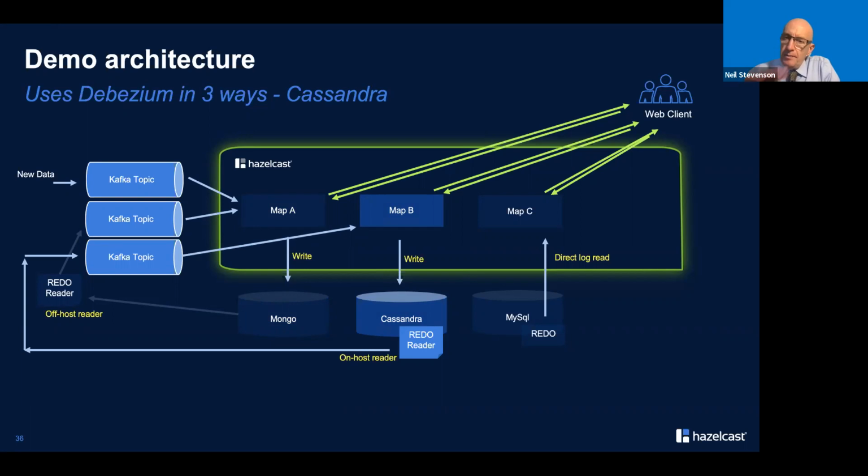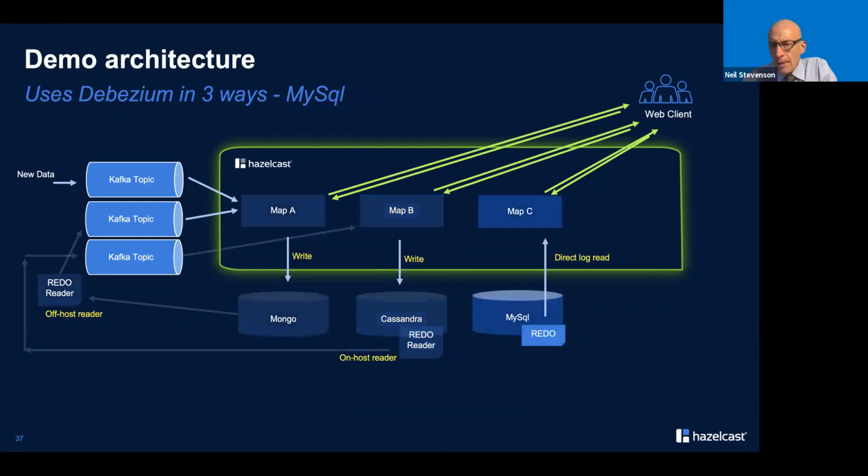So you make a change to a map in Hazelcast, that writes it down to Cassandra. If Cassandra gets changed, there's the redo log reader, which posts that same change to the Kafka topic, and then it's the same idea as Mongo. You can take data from Kafka straight into a Hazelcast map. So that's version 2. And the last one is version 3, where Hazelcast can actually directly read from the redo log from MySQL, so you don't need the Kafka part for that.